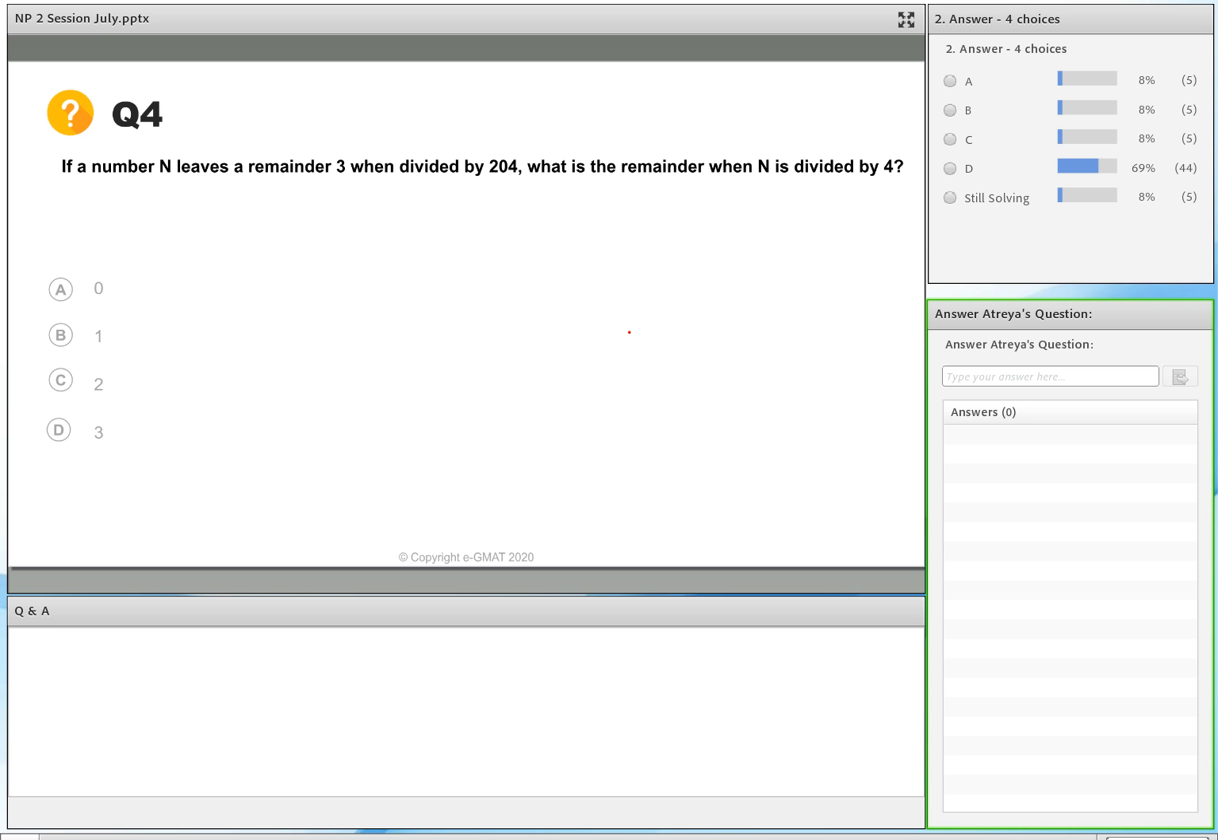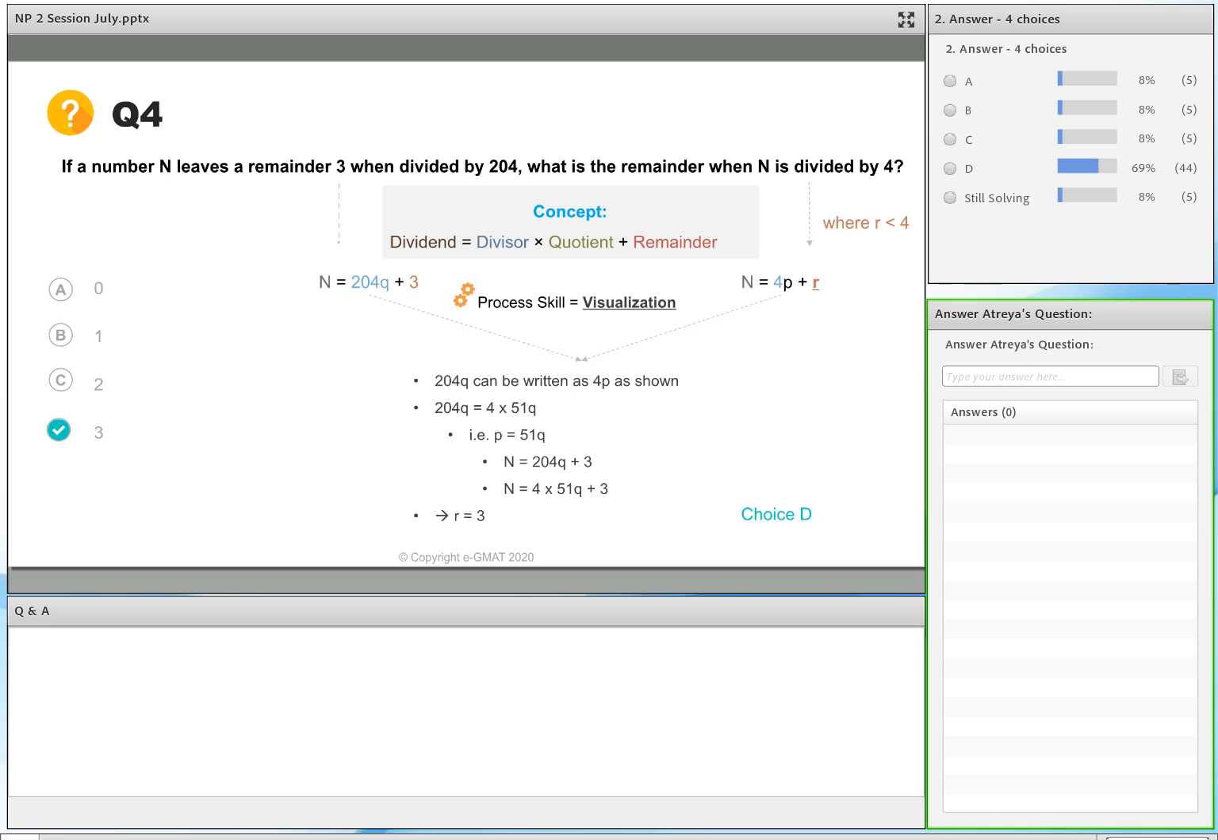Okay, now let's understand this question. What is the question asking me? If a number n leaves a remainder of 3 when divided by 204, what is the remainder when n is divided by 4? Through this question, I am going to teach you, or make sure that you learn, a new concept if you have not been following it for some time now. This is something that we have been taught right in our childhoods, which is that the value of dividend is always equal to divisor times quotient plus remainder. This is the concept that we would be using in this question.